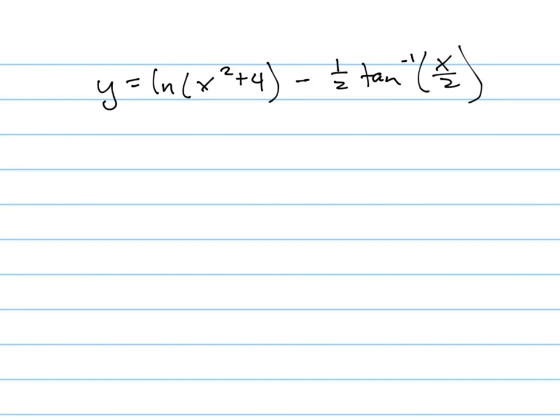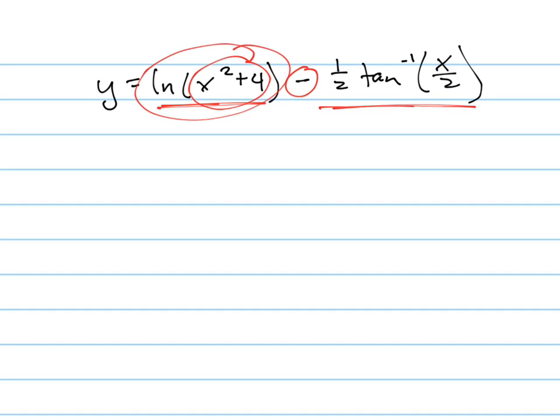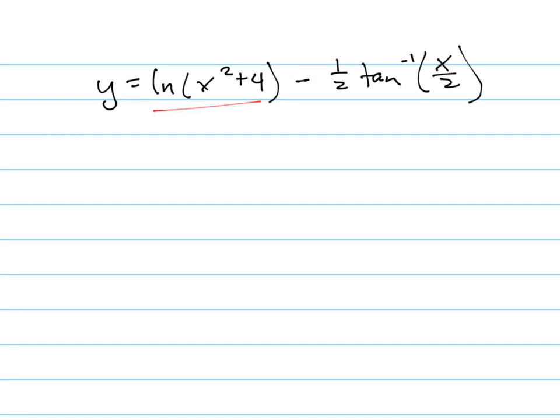So to find the derivative of this, there's a couple things going on. First of all, notice this subtraction sign here. It means that I treat each of these separately, but then each of these is a function inside a function. Function inside a function. So I'm going to use the chain rule, and I'm going to treat each of these separately.